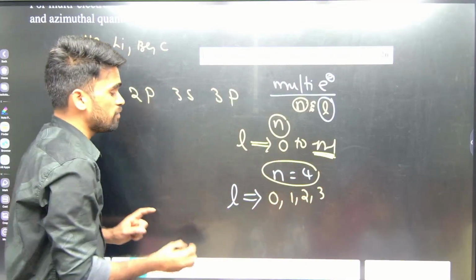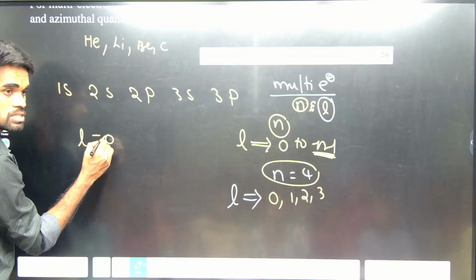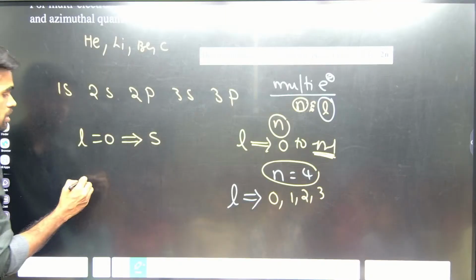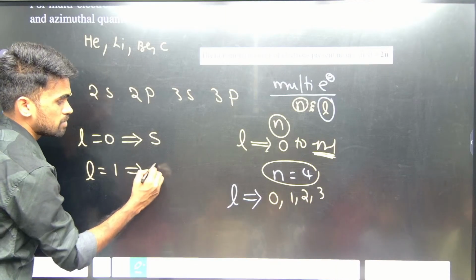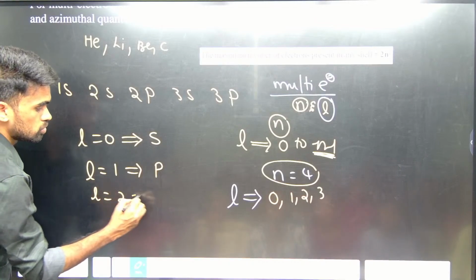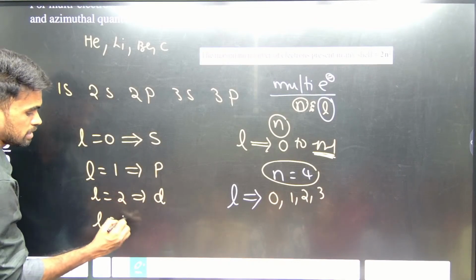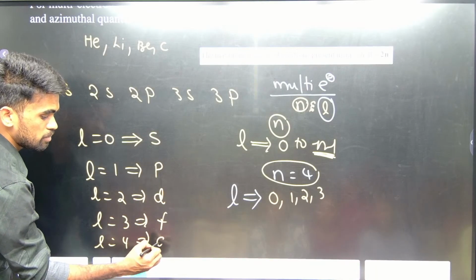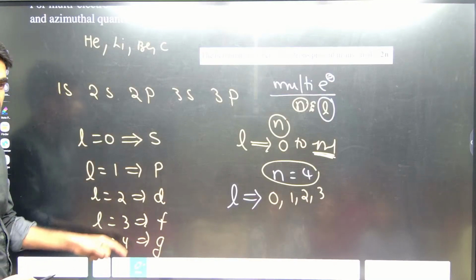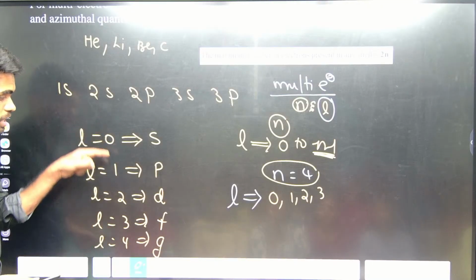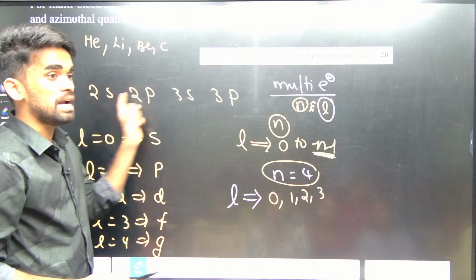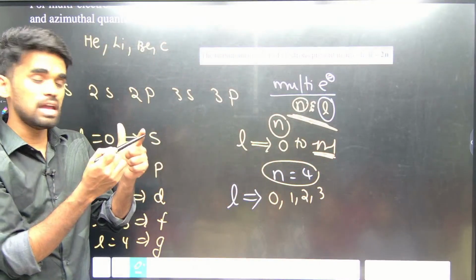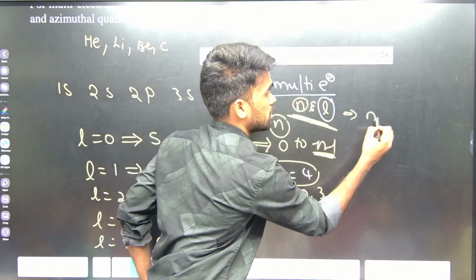If l equals 0, you should call it the s subshell. If l equals 1, it is the p subshell, l equals 2, d subshell, l equals 3, f subshell, l equals 4, it can be g. So s, p, d, f, like that it goes on. You need to remember this. So whenever I say multi-electron system, energy depends on both n and l values. So you should take the sum of n plus l.